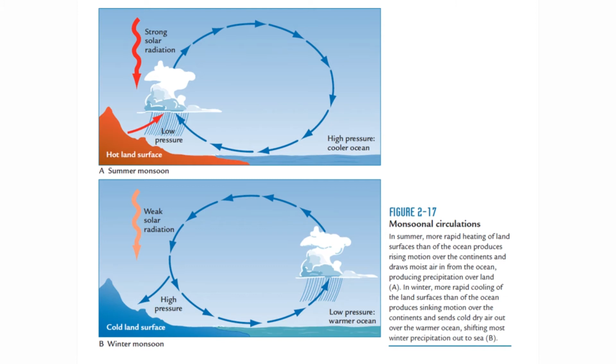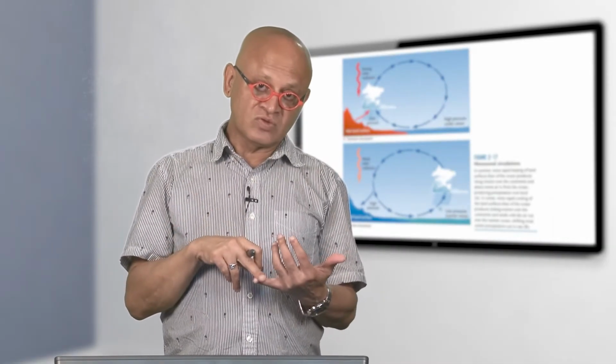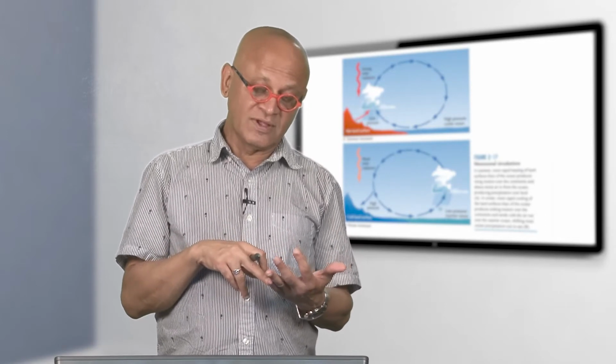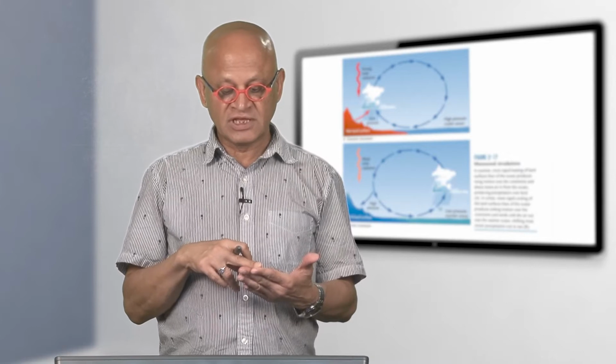So, in the winter season exactly the opposite thing happens, where the sun is moving back towards the southern hemisphere. So, now land is cooling faster than the ocean, pressure gradients reverse, the winds reverse, and so on and so forth. So, India in fact has both a summer monsoon or a southwest monsoon, and a winter monsoon or a northeast monsoon, which we will see later on.